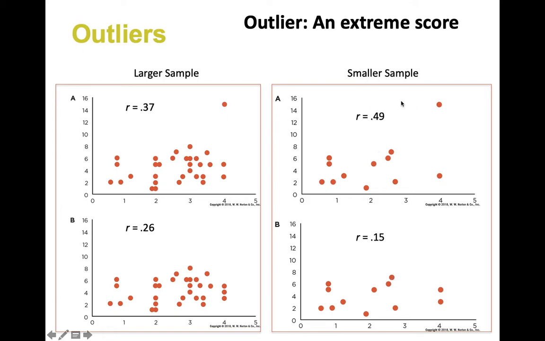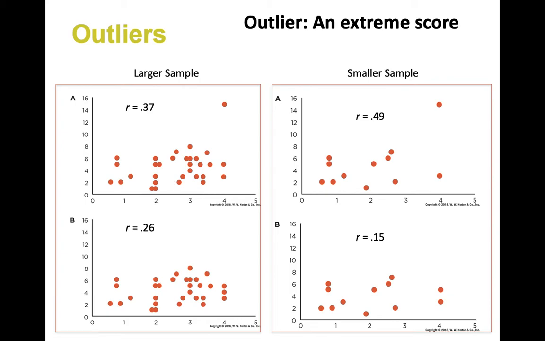But what this illustrates is that an outlier value has the most influence when the sample is small. Okay, so in a small sample, that single outlier value has a more powerful or influential effect on the correlation coefficient, jumping from 0.51 to 0.49, versus in the larger sample, the correlation only jumps from 0.26 to 0.37.